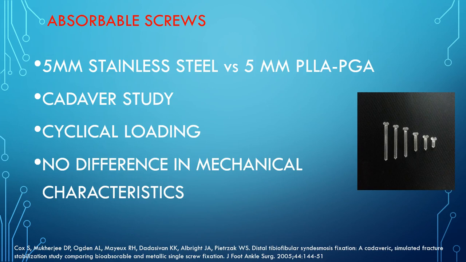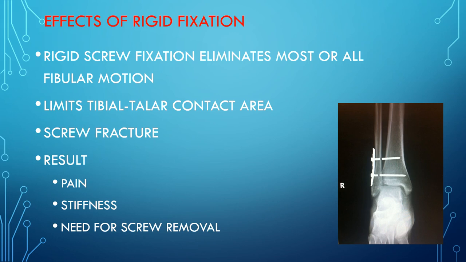Some have advocated the use of absorbable fixation, arguing that this eliminates the need to remove the syndesmotic screws. And there are some papers, such as this particular study, showing that even with repetitive loading, there's really no difference in mechanical characteristics between the use of absorbable and steel screws.